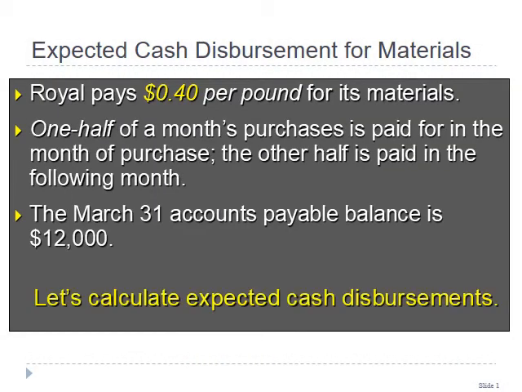And now, expected cash disbursement for materials. Since we are purchasing material from our suppliers, up till now we have completed how much material in units, which is pounds, is going to be needed. We know that per pound is 0.40, so we just multiply the requirement by 0.40. Then, the second point: one half of the month's purchases is paid in the month of purchase and the other half is paid in the following month.